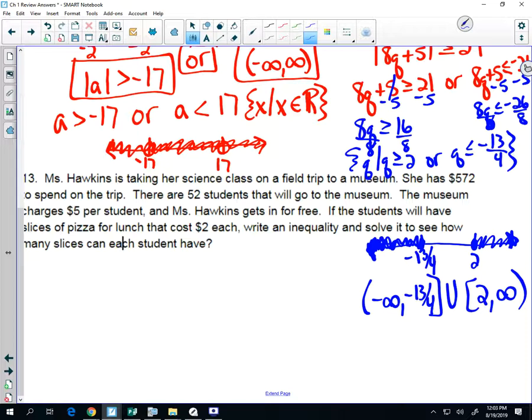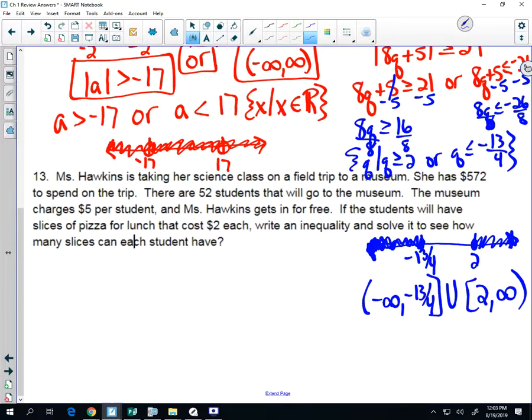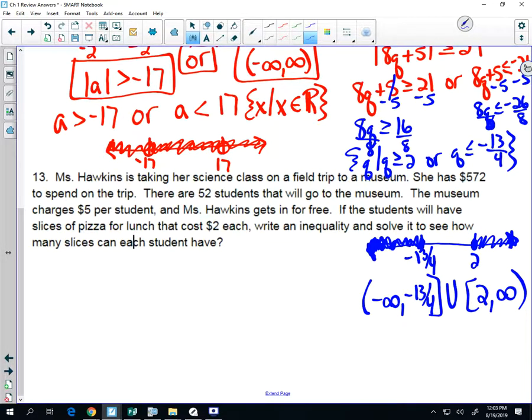Okay? The last thing that you're going to have on your test is a story problem. And so I gave this one, I don't know if I like this one, but it's here. But you're going to have a story problem. You're going to have to write an inequality, write an equation or inequality, define your variable, and solve it.